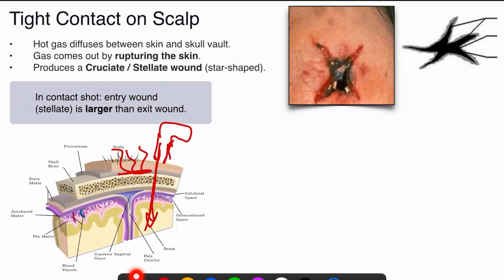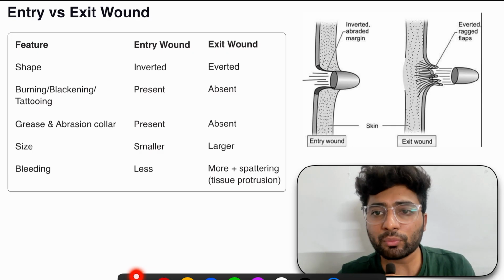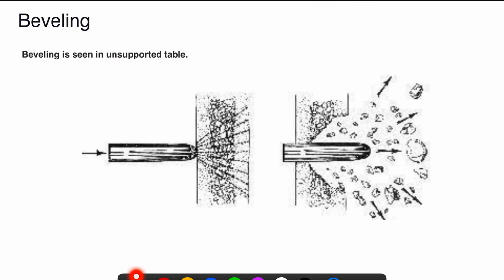So the stellate wound, the entry wound, is larger than the exit wound, but in all other cases we discussed, the entry wound was smaller but the exit wound was larger. The exception was only this stellate wound.